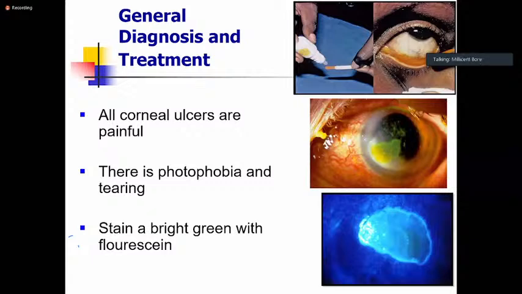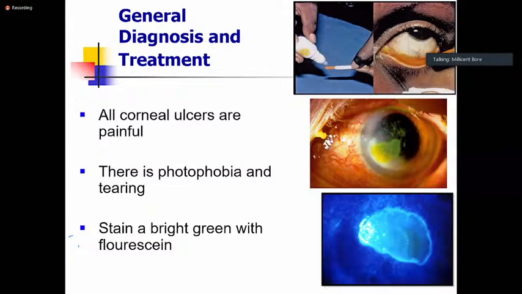So, like I had mentioned when I showed you the histological section of the cornea, if you want to diagnose, let's start from the history first of all. All corneal ulcers are painful because when the epithelium is not intact, you have exposure of the corneal nerves. The cornea is very highly innervated. So if the epithelium is not intact, the nerves become exposed. The patient complains of a lot of pain and foreign body sensation. Then there's also photophobia and tearing.